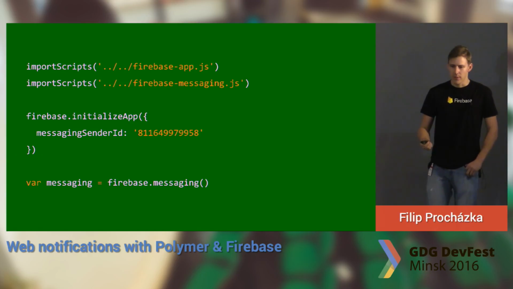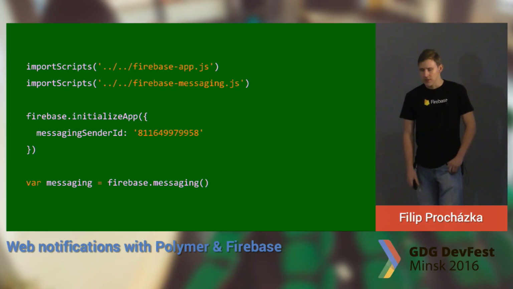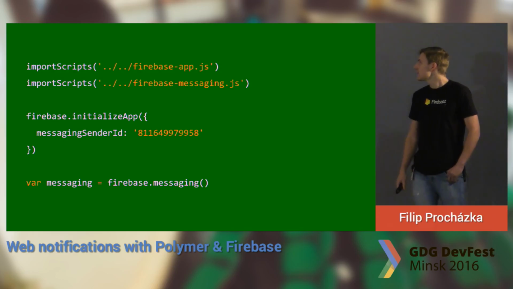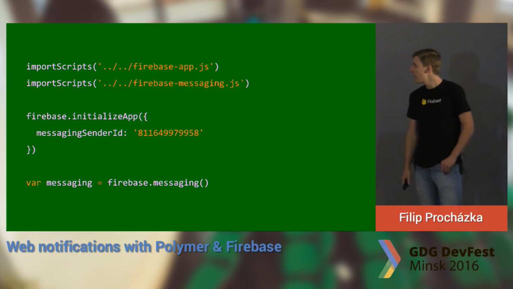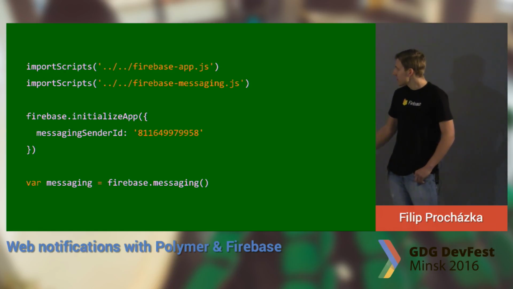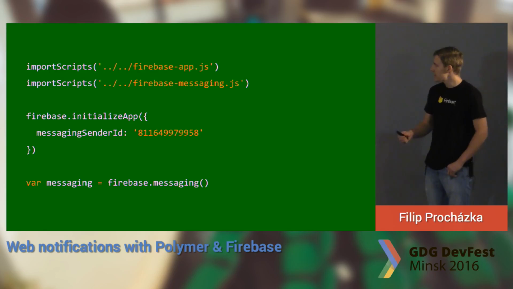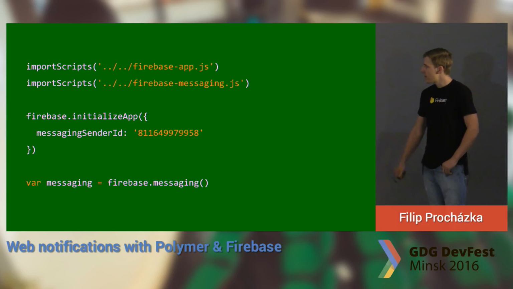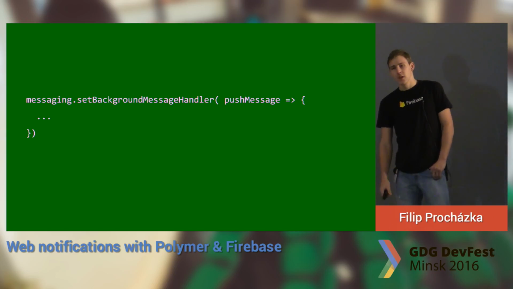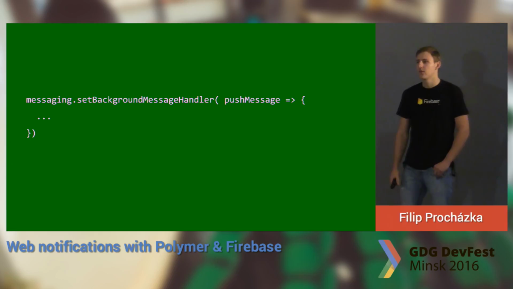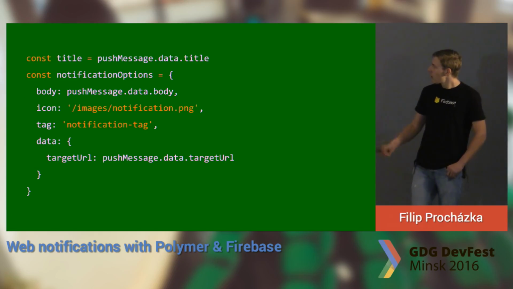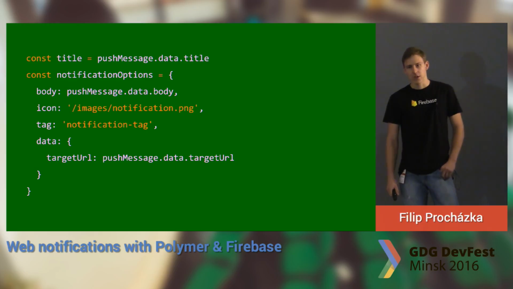To begin, we will write our own Service Worker. We will start with including those two libraries, Firebase app and Firebase messaging. Then we will initialize our Firebase app with the messaging sender ID. It's the same as we used before. And we prepare the messaging API. After that, we need to register a callback for receiving push messages from the server. In the callback, we prepare our notification.